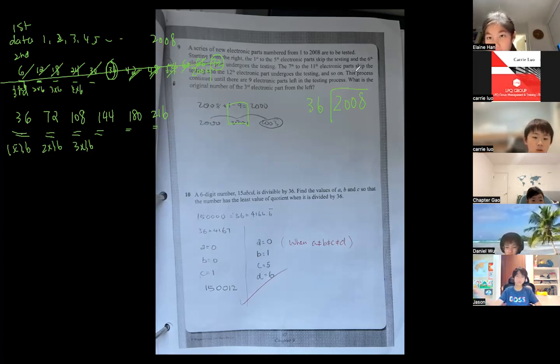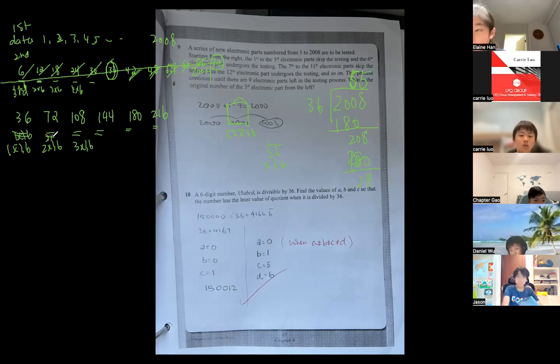So it equals 55. So you can see the last one is 55 times 36. So 55 times 36 is the last one, right? It's 1 times 36, 2 times 36, and 3 times 36, and 4 times 36, up to 55 times 36.